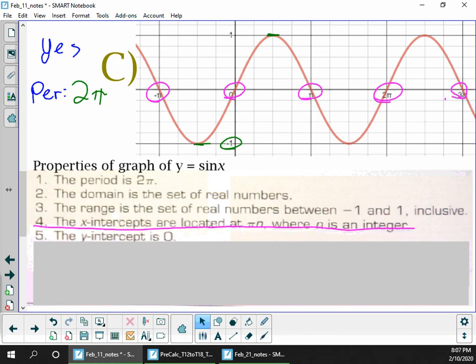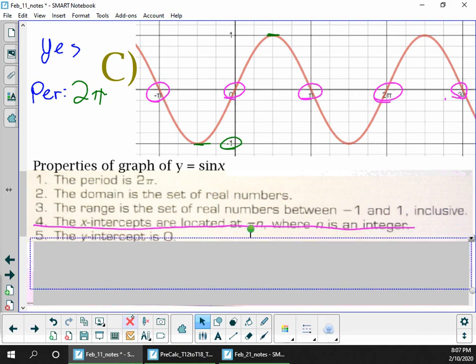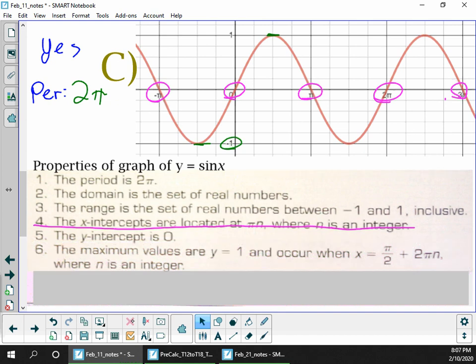The y-intercept is at 0. Yep, we got the point (0, 0). The maximum values are y equals 1, which occur when x is pi over 2. That's this one right here. This is pi over 2. We call that our first spot, and every 2 pi n from there, where n is an integer.